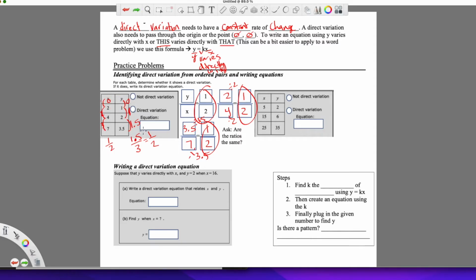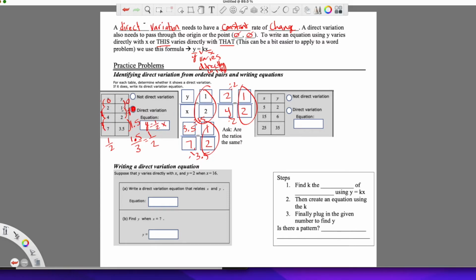So this is a direct variation. We just checked off those two boxes. Yes, it has this common ratio for the change in x and the change in y, and then it also goes through 0, 0, which is one of the bigger requirements of direct variation. So now we're going to say y varies directly with x. It's the 1/2 x. So whatever x is, it's half of that to go to y.